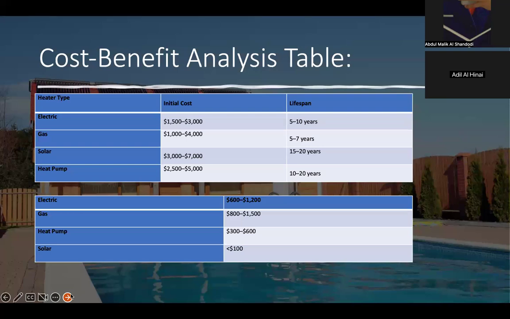Here are two tables. The upper one shows installation cost. On your left hand, the heater type, and then the initial cost for each of them, and the lifespan, how many years each one lasts. And the other table shows the operation cost annually per year.